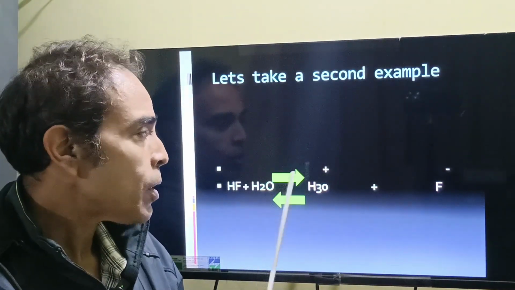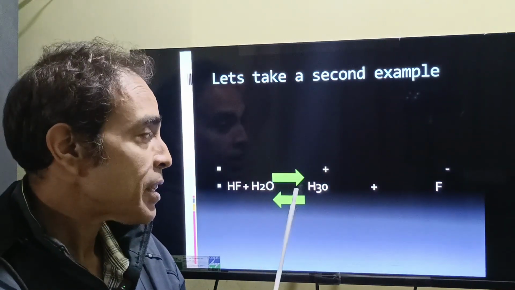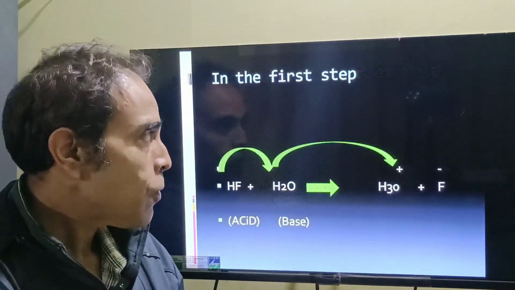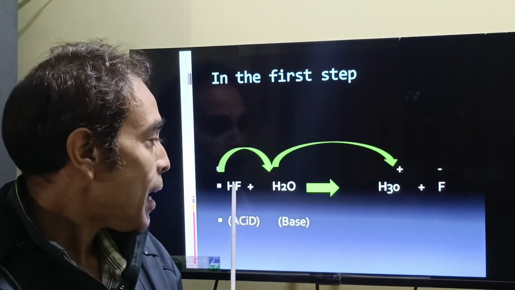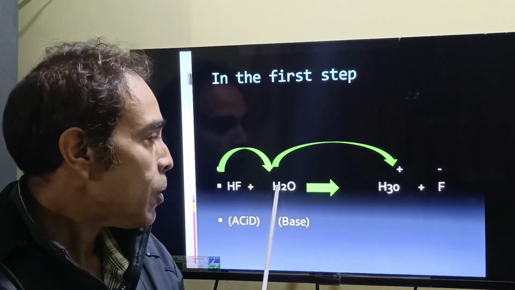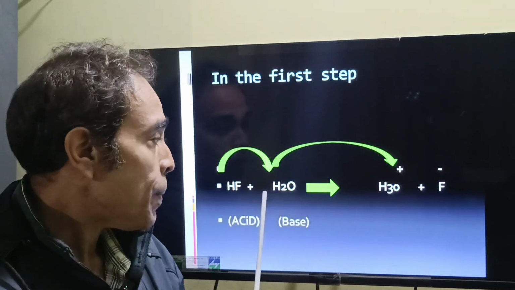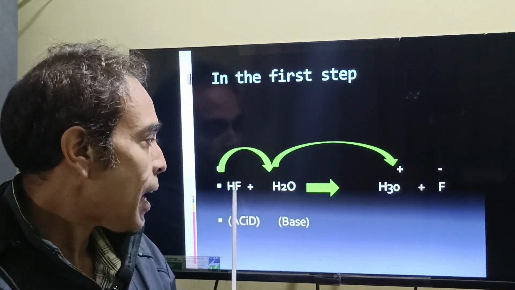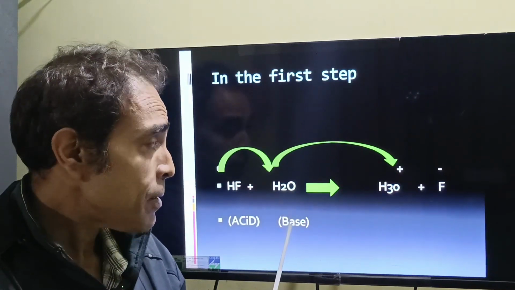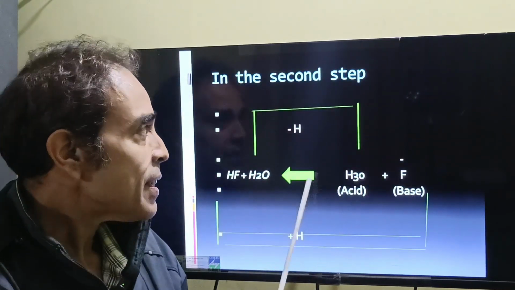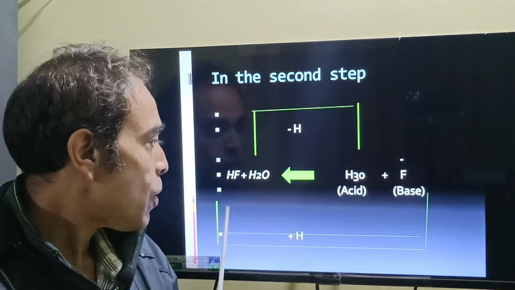Let us take a second example. Hydrofluoric acid reacts with water to form hydronium ion and fluoride ion. This again is a weak acid because the reaction is bidirectional. In the first step, hydrofluoric acid reacts with water. The hydrofluoric acid donates the hydrogen ion to water to form the hydronium ion. Because the hydrofluoric acid has donated the hydrogen, it is an acid, and the water accepts the hydrogen, so it is a base. In the second part of the reaction, the fluoride ion accepts the hydrogen ion to form hydrofluoric acid.